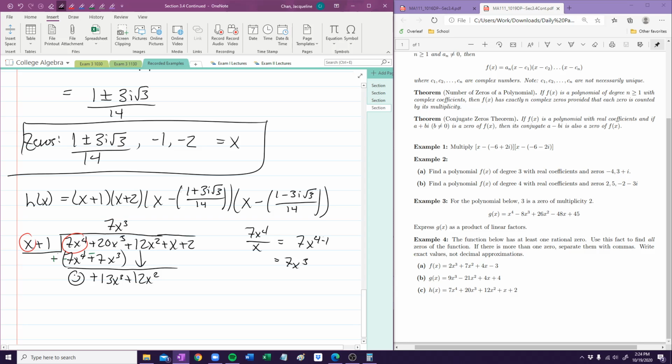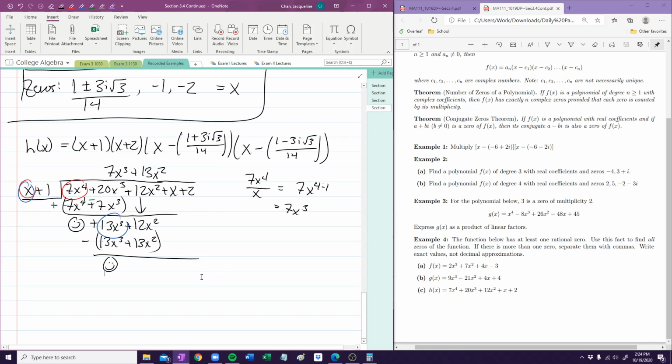Okay, now my question is, how many times does x go into 13x cubed? And then that would be 13x squared. And when I do that, I get 13x cubed plus 13x squared. Okay, again, we're going to subtract everything. All right, for those of you that get confused for the sign, just think about it this way. 13x cubed minus 13x cubed, that's 0. I'm going to put a smiley face because we picked the right quotient term. And then this is going to be 12x squared minus 13x squared. So this is just minus x squared.